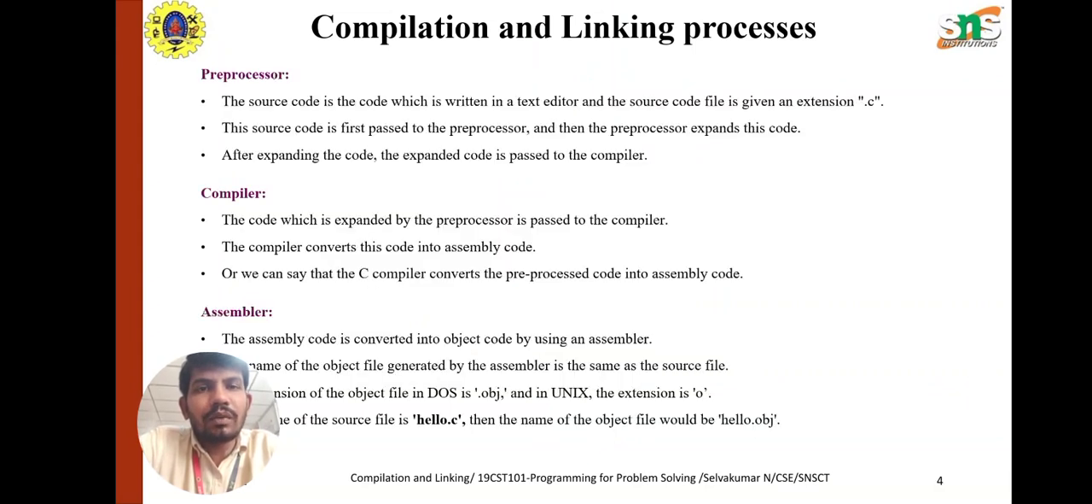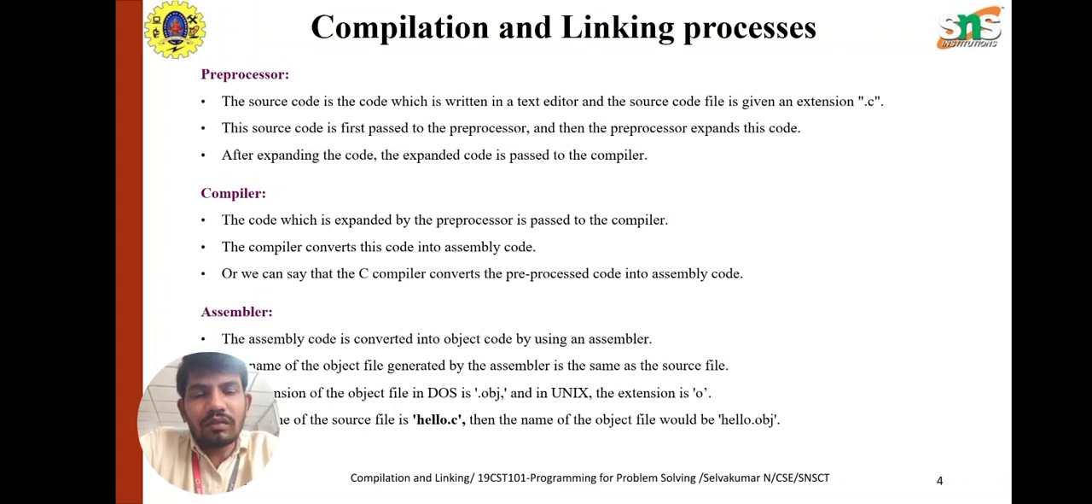First, the preprocessor. The source code is the code written in a text editor, and the source code file is given the extension .c. This source code is first passed to the preprocessor, which expands the code, and the expanded code is passed to the compiler. Next, the compiler. The code expanded by the preprocessor is passed to the compiler, which converts the preprocessed code into assembly code. Next, the assembler.